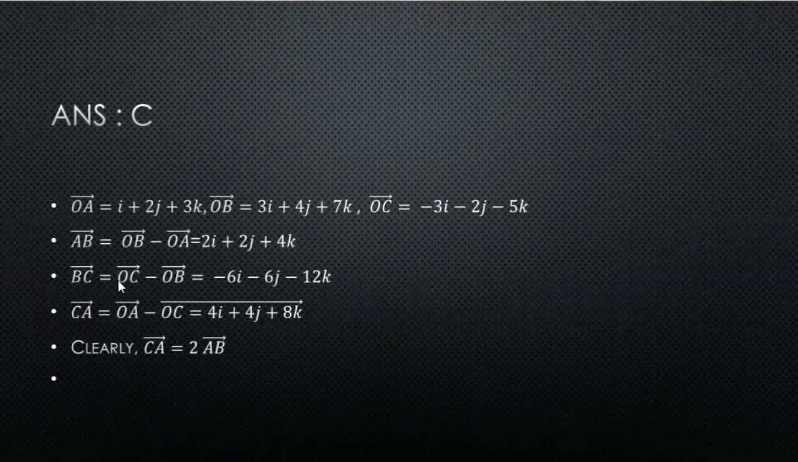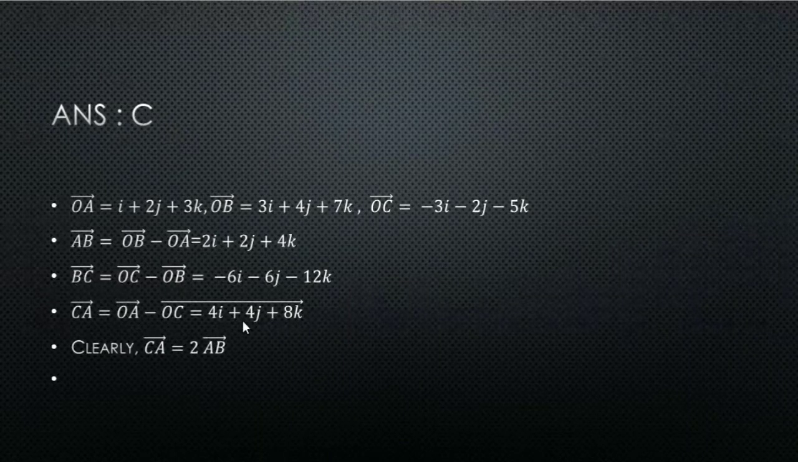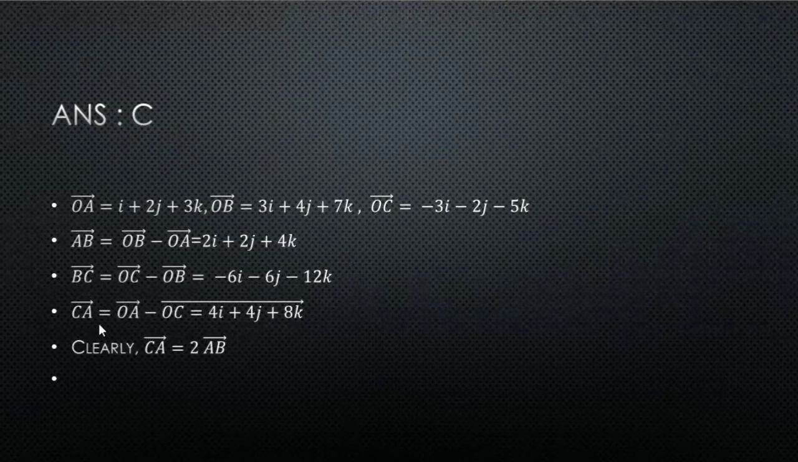The BC vector will be OC minus OB. So it will be minus 6i minus 6j and 12k. Then the CA vector is equal to OA minus OC. It will be equal to 4i plus 4j plus 8k. If you want to find AC, it will be OC minus OA. It will be equal to this one.